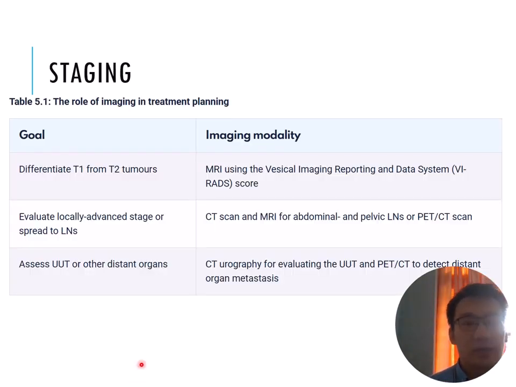Okay, so this is what I got from EAU. The goal for staging of bladder and ureter cancer: you perform an MRI using the VI-RADS scoring system to differentiate T1 from T2 tumor, a non-muscle invasive versus a muscle invasive bladder cancer. To evaluate locally advanced stage or spread to lymph nodes, you can perform a CT scan and MRI for abdominal and pelvic lymph nodes, or a PET-CT scan. To assess the upper tract and other distant organs, CT and PET scan is good in detecting that.